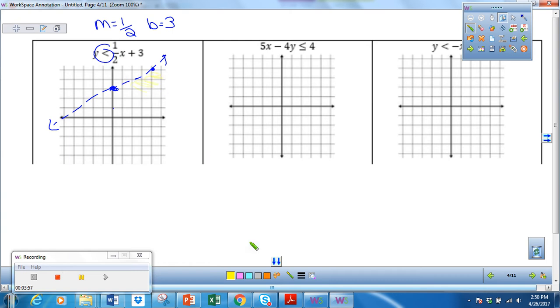So my solutions, a little darker, my solutions are here. There we go. So any point in the shaded region would be considered my solution.